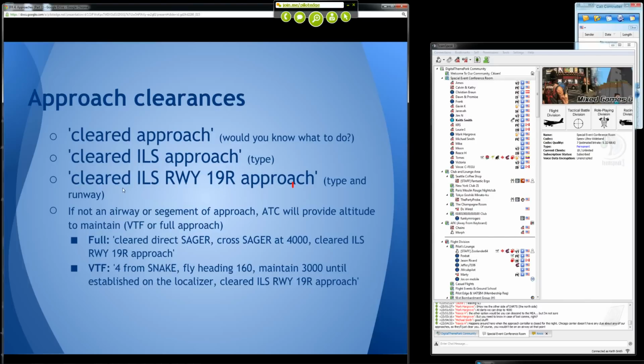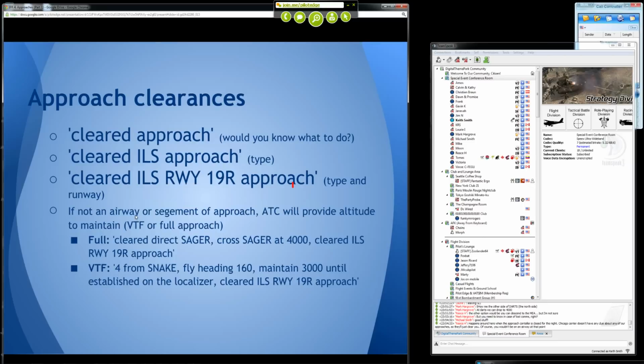So let's talk about when you're going to be assigned an altitude to maintain on these approach clearances. If you're not on an airway or a segment of an approach, then ATC will provide an altitude to maintain. I forgot who it was, but someone said, will ATC give you an altitude to maintain? They will under some circumstances. If you're being vectored to final, you're absolutely going to be given an altitude to maintain because you're on a random heading, you're not on a segment of an approach or on an airway.